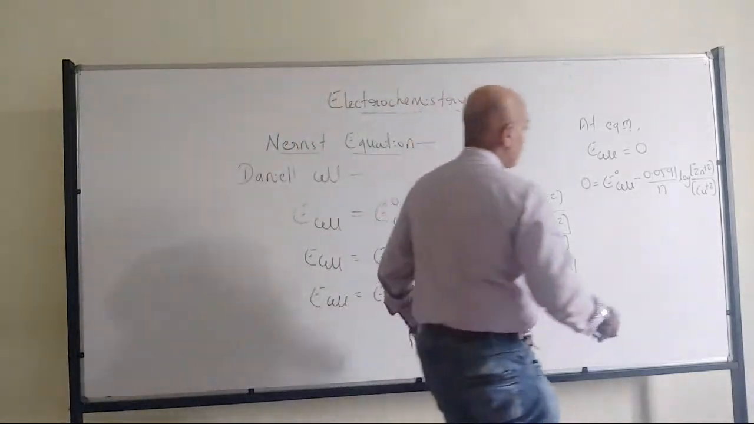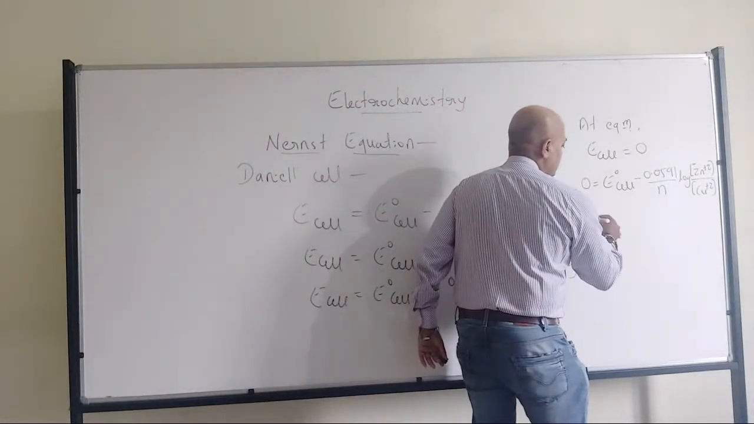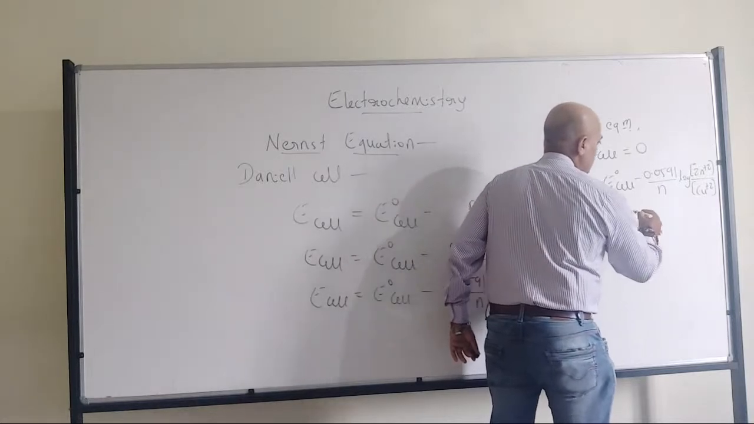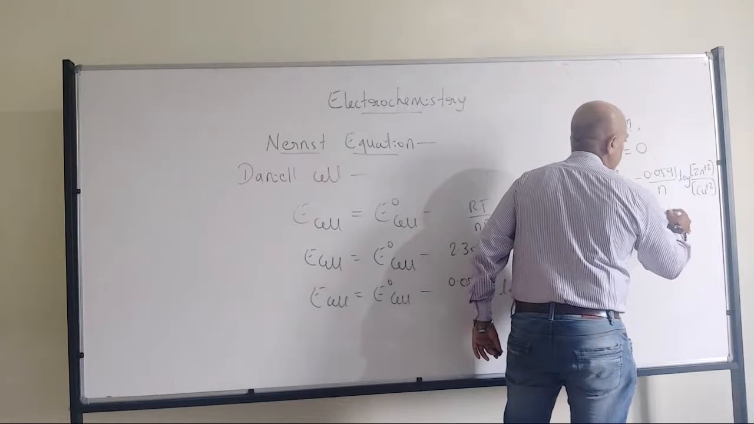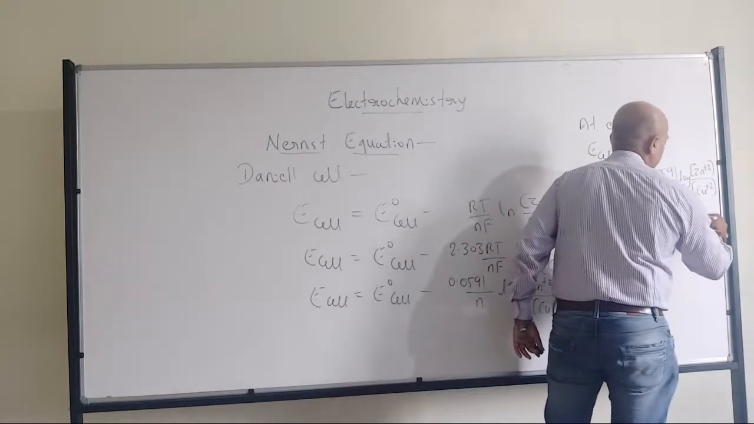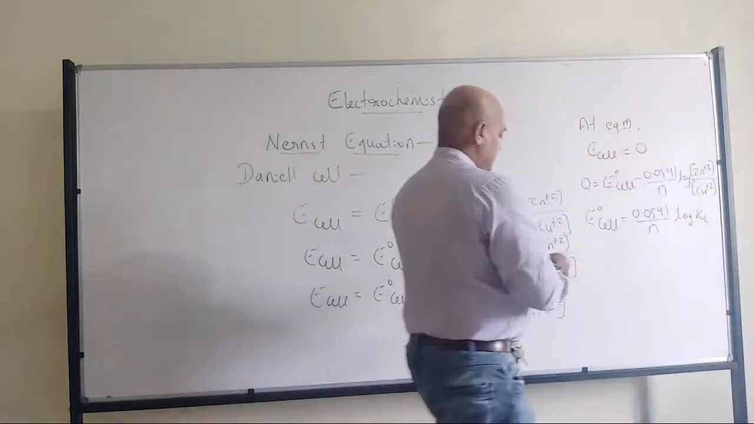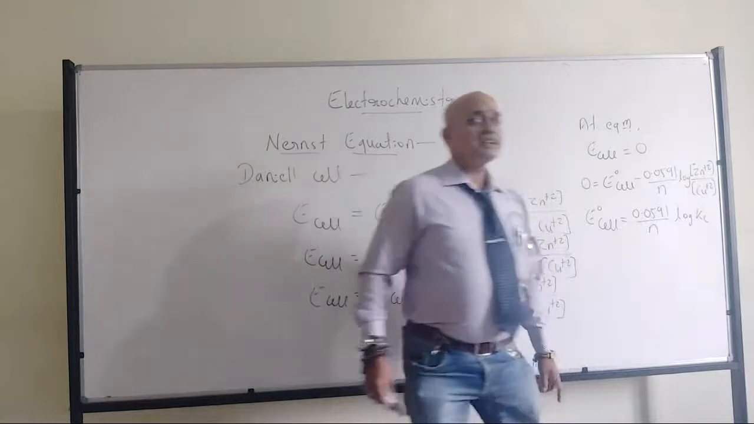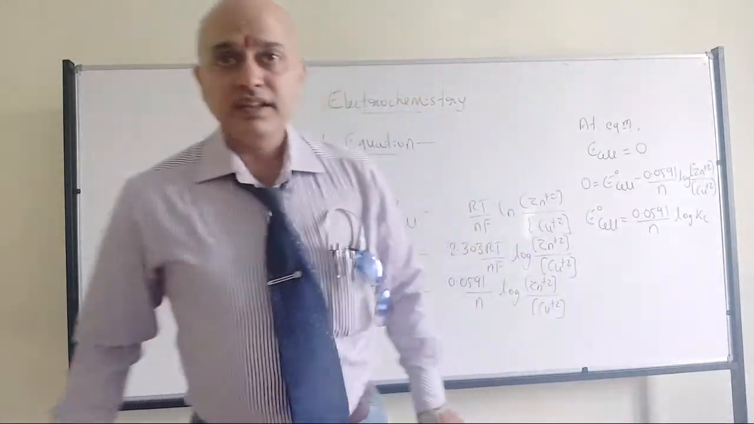Now, if I want to rewrite this, I will write it as standard cell potential is equal to 0.0591 divided by N log of Kc. That is because there I can write it as Kc, since it is the concentration at equilibrium.